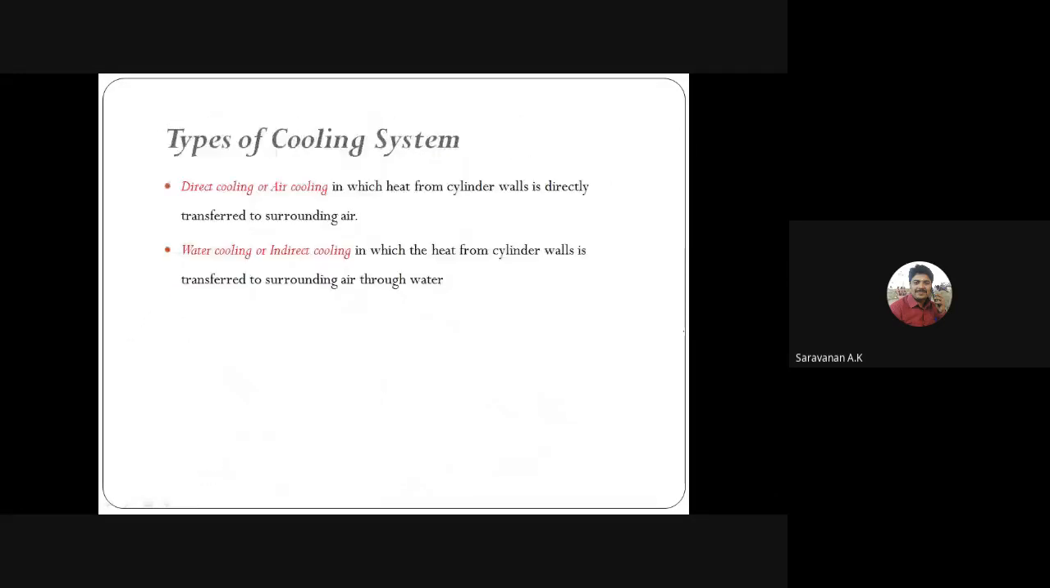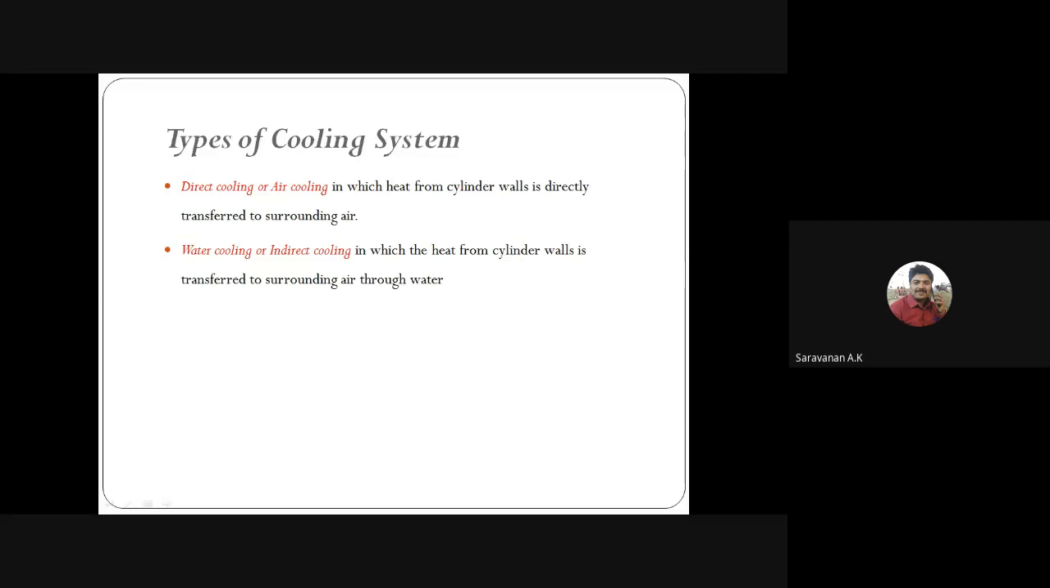In the engine we get some heat, so we have to reduce it. That's our concept: to transfer the heat developed by the engine to the atmosphere. The cooling system is broadly classified into two categories. One is direct cooling or air cooling, and the second is water cooling or indirect cooling, where we use some medium.